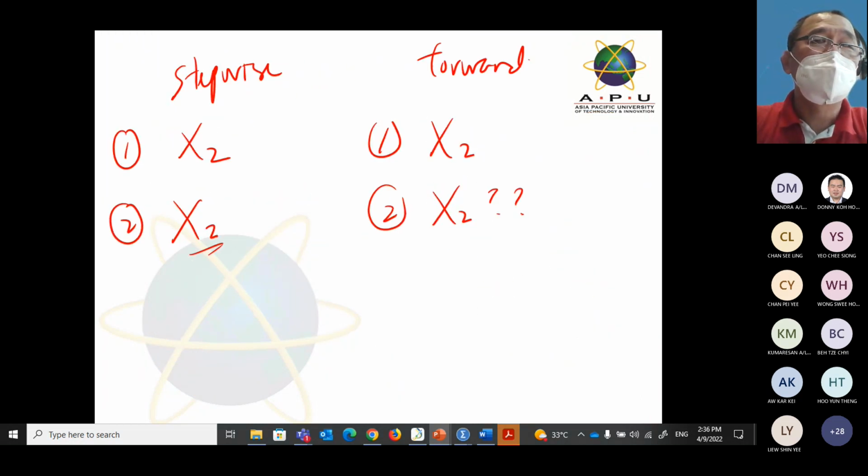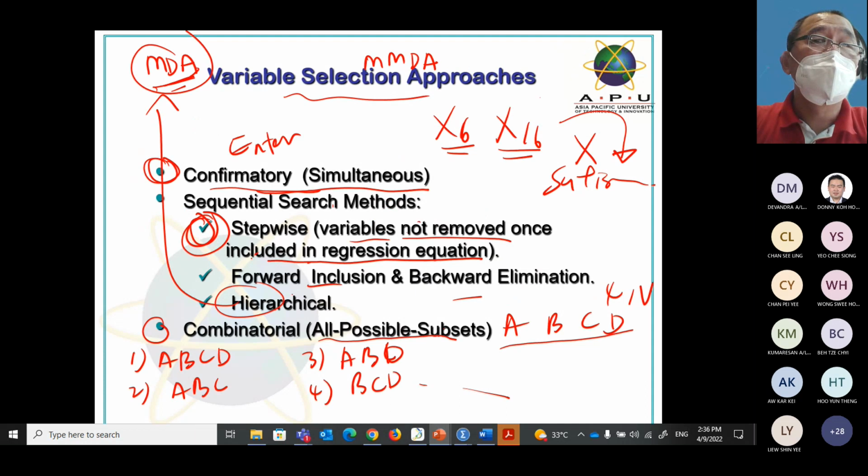Sir, just to ask, in SPSS, in the method, just now we tried stepwise and forward. So I think backward is similar to the forward one, right? Yes, correct, quite similar. And one more is remove. Three or four methods are already enough. Okay. Next.